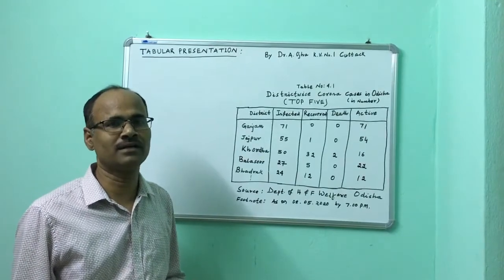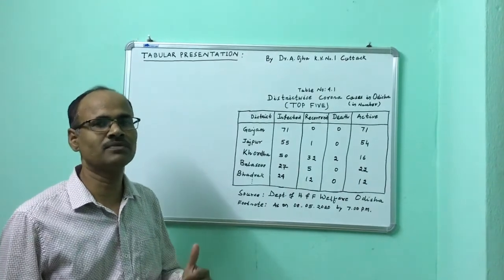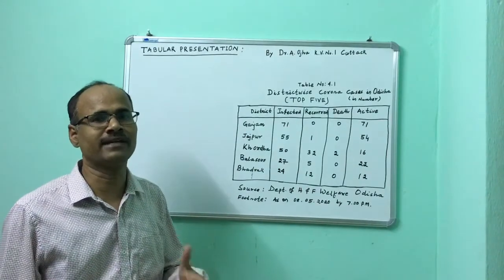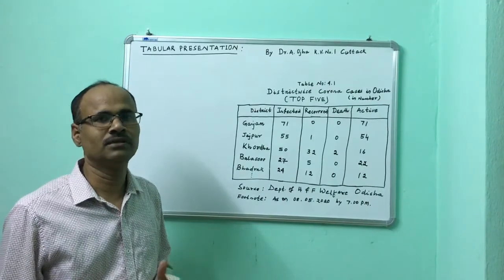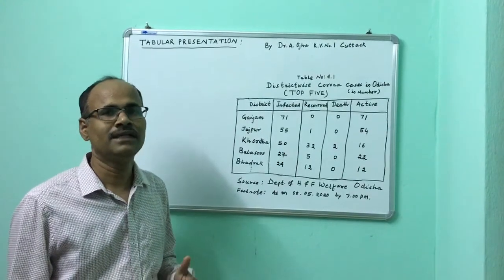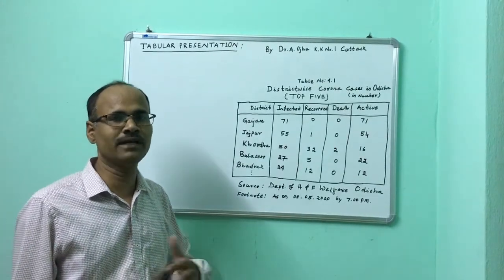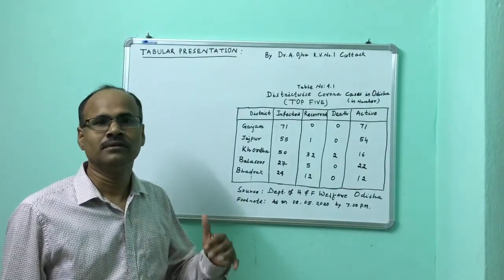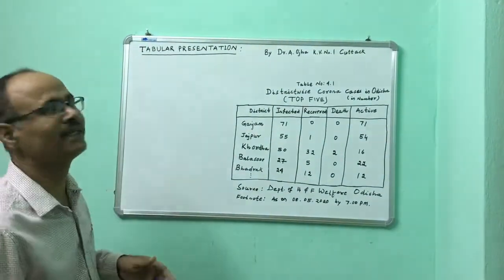The most important part is how you can present the data in various forms, either in terms of tables, or in terms of graphs or diagrams, or in terms of text. The presentation of data is widely used in analyzing the data by using various statistical techniques like mean, median, mode. Not only are you using statistical techniques, but you are also using the presented data in various forms. Here the topic is tabular presentation.